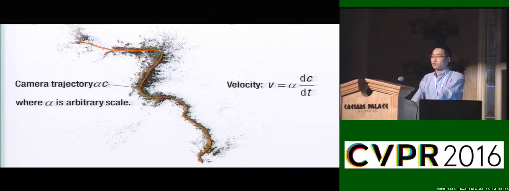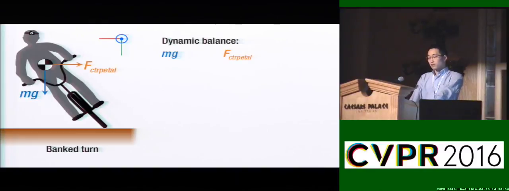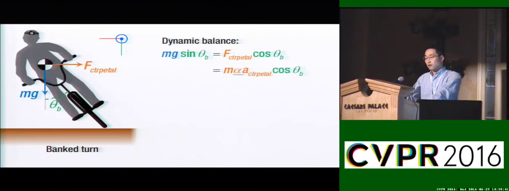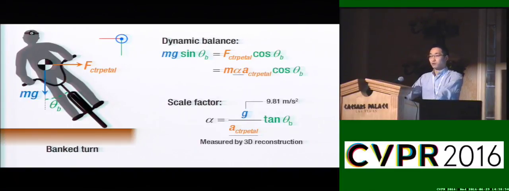But we found a very interesting relationship when the biker turned a corner. He has to balance between the gravitational force and the centripetal force with a bank angle theta. And the centripetal force is a linear function of the scale factor alpha. Therefore, we can solve for the scale factor alpha because the gravitational acceleration is always constant, 9.8 meters per second squared, and the centripetal force can be measured by the structure from motion. Therefore, we can recover the true scale of the reconstruction for the biking activities.